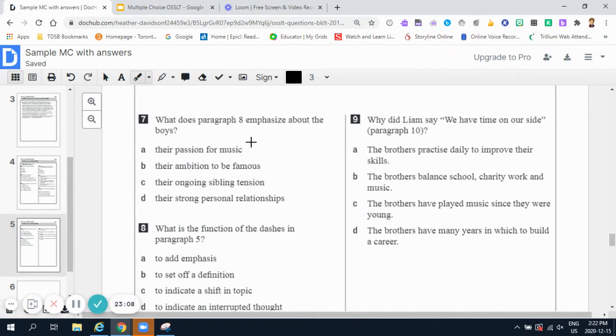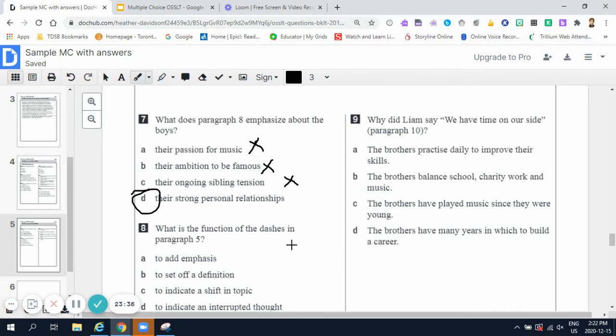So is it about their passion for music? Not really. Is it about their ambition to be famous? No, we've already said that they don't have that, right? Their ongoing sibling tension? No, this is what we would call a distractor because they have that comment about how they do fight sometimes, but really what the whole paragraph is about is how they all stick together. So that's an example where answering in my head helped me to answer that easier and faster.